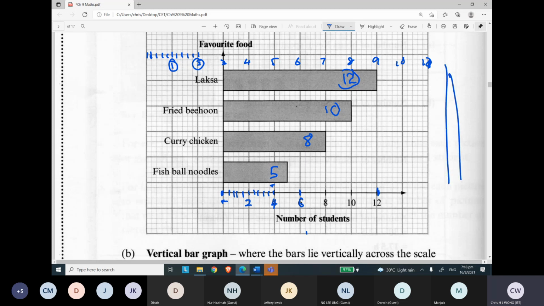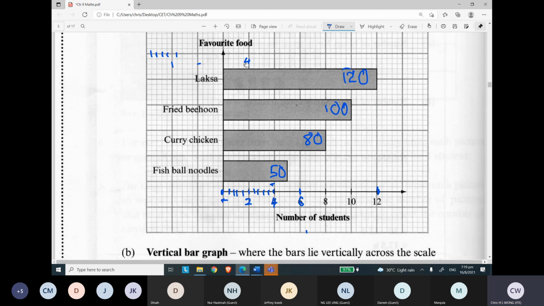It's up to you. Let's say I give you another example. Instead of 12, I say 120 students like Laksa. 100 students like, I add a 0 in front. 80 students like curry chicken, and 50 students like fishball. Then I ask you to draw. How do you draw this?